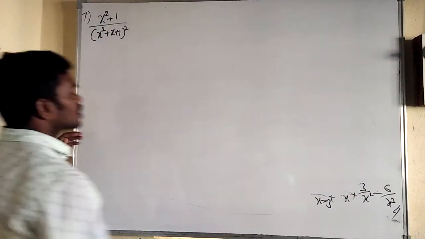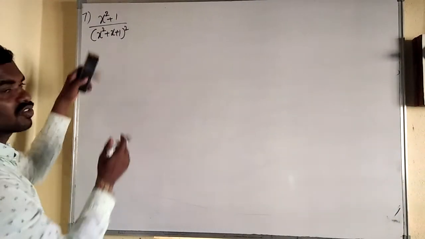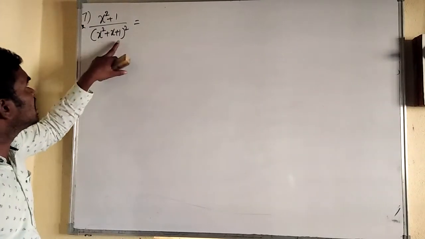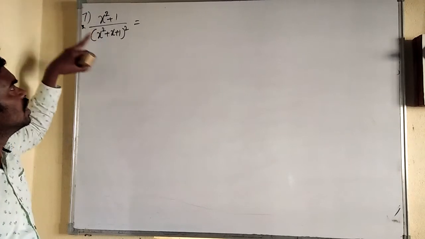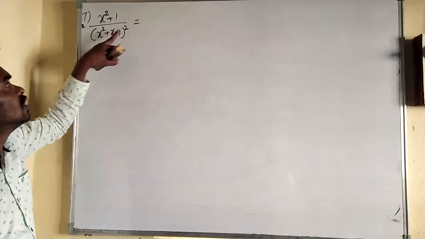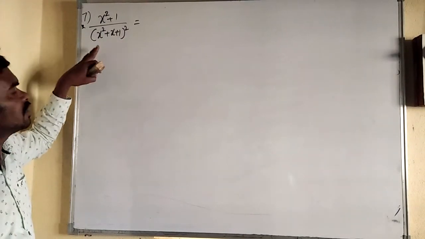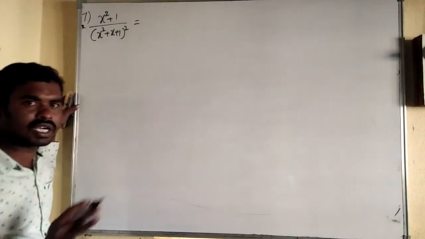Okay. Next, seventh one. Resolve (x square plus 1) by (x square plus x plus 1) whole square. Solution. How can we split? Is there any linear term? There is no linear. See here, numerator power is 2, denominator power, here x square and whole square is there, so denominator power 4 is there. 2 to the 4. So denominator is greater. Okay. Linear term not available.